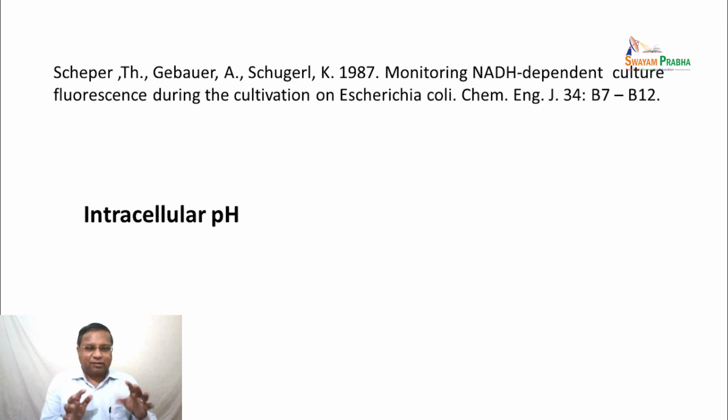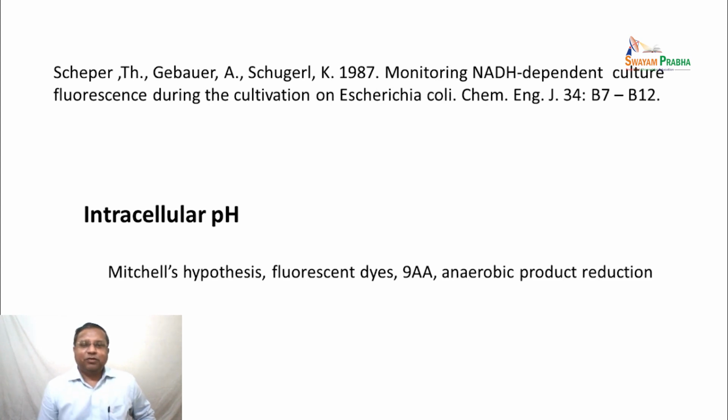Now the pH inside the cells can somewhat be related to the energy status of the cells, because there's something called Mitchell's hypothesis. In fact, Peter Mitchell won the Nobel Prize for this hypothesis. This essentially says that a hydrogen ion gradient across an intact membrane is what provides the energy for ATP formation from ADP. So in some sense you can link the energy status of the cell to the intracellular pH level.